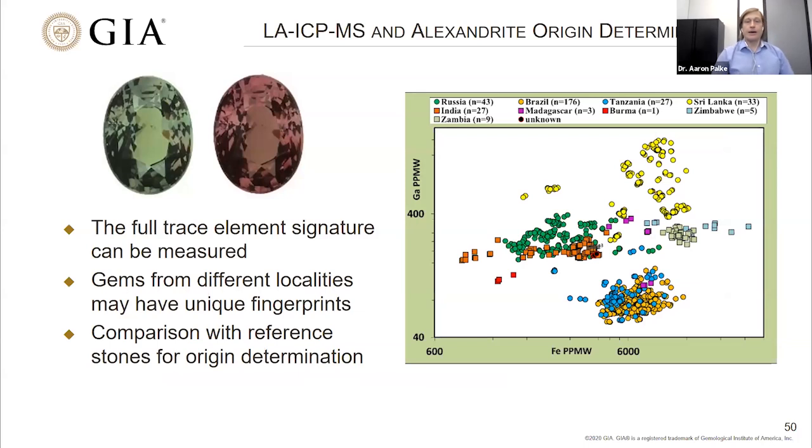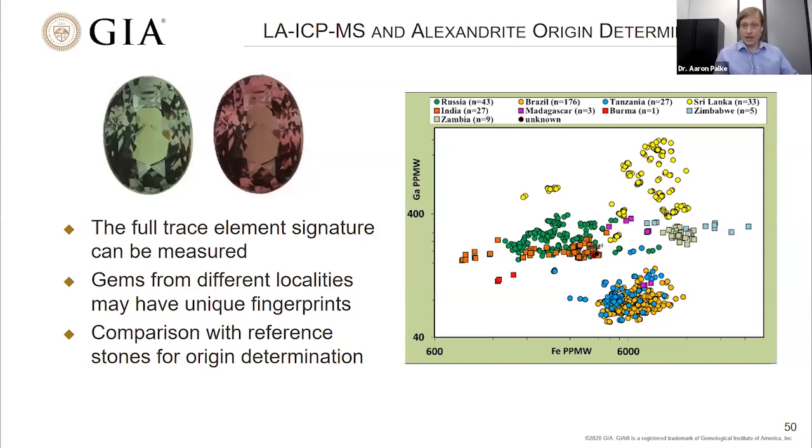Now here's an example of what the data looks like. This is a trace element plot for alexandrite. We started doing alexandrite origin services last year, and one of the main techniques we use for it is laser ablation ICP-MS. What this plot shows on the right is the concentration of our reference data from different known localities for stones with known provenance: the iron versus gallium concentration of these reference stones. We can use elements like this to separate unknown stones. We can compare stones sent in by our clients against this reference data to get an idea of where those stones may have come from.